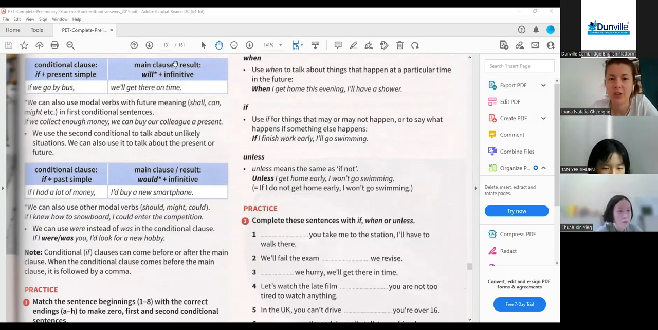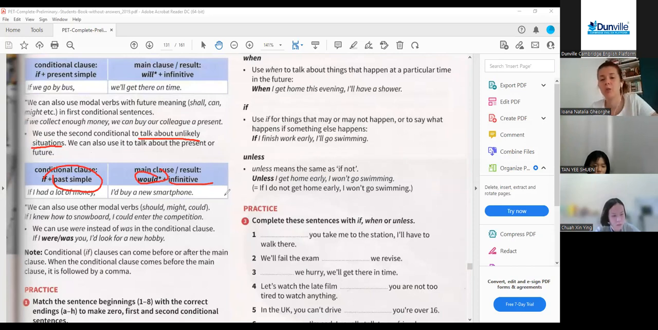Okay, so this is the second form of conditional. It's very simple. We use it to talk about unlikely situations, so things that might not happen. We can also use it to talk about the present or the future. And this one has past in the if clause and would and infinitive in the main clause. If I had a lot of money, I'd buy a new smartphone. I would buy a new smartphone.